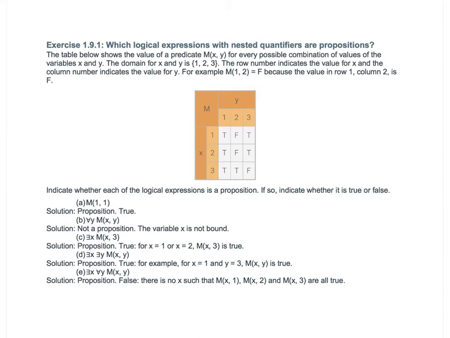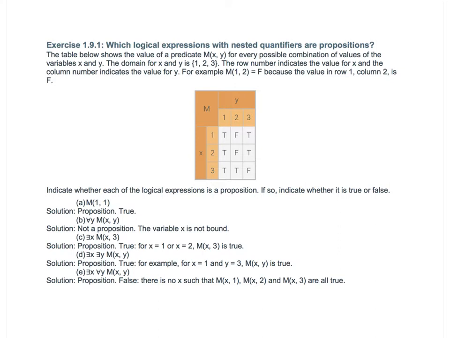In part D, we have a nested quantified statement. We have there exists an x, there exists a y such that M of x and y, which means that there is a value for x and there is a value for y that makes M of x and y true. What does it mean? It means that at least one of these 9 values that you see in the whole table must be true. There is a combination of values for x and y that makes M of x and y true.